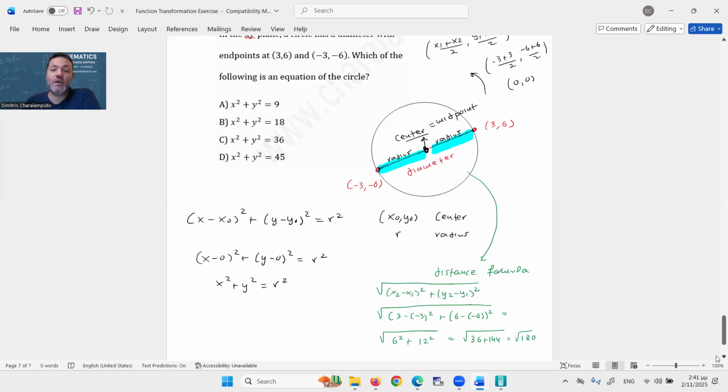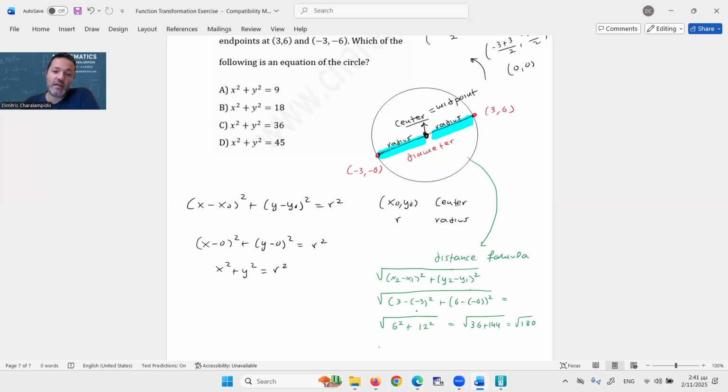As I said before, we need the radius. The radius would be half that, root of 180 over 2. But it's not just that. I need the r squared. For the r squared, I'm going to do r squared is root of 180 over 2 and all that squared. Typical property of powers, root of 180 squared over 2 squared, which is 180 over 4, which is obviously 45.